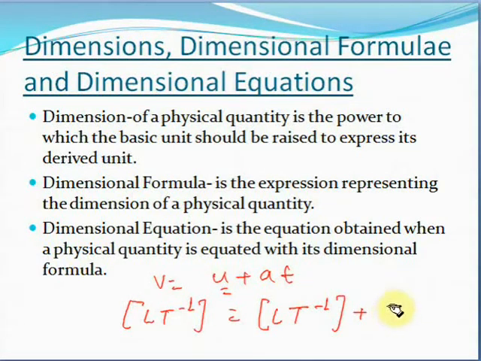Now acceleration is meter per second square, that is L into t to the power minus 2 into time. So the second part will again become L into t to the power minus 1. So as we see here, both in the right hand side and the left hand side of this equation, the physical quantities are having the dimensional formula of L into t to the power minus 1.